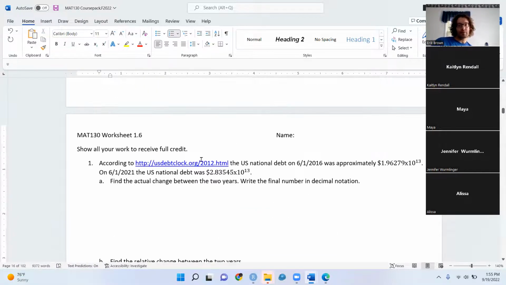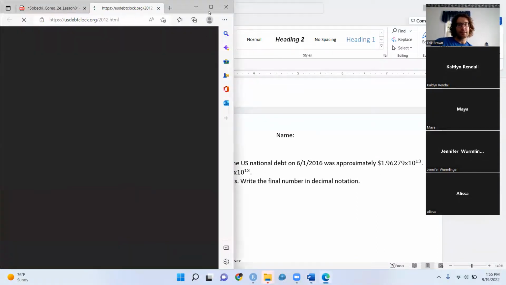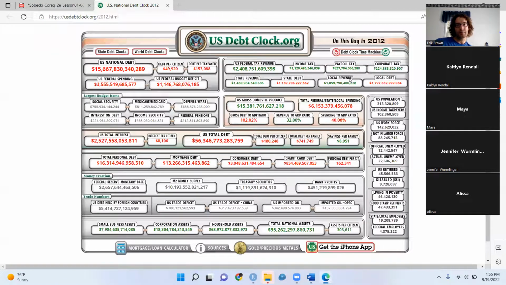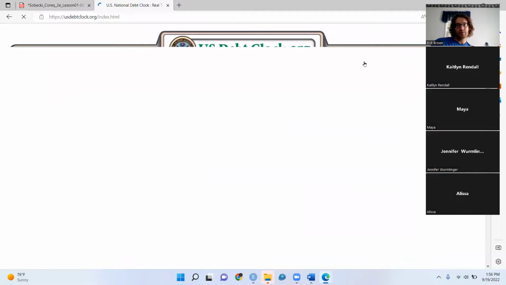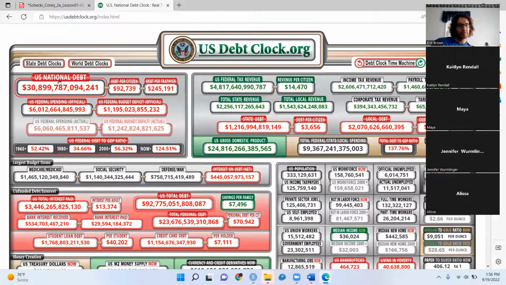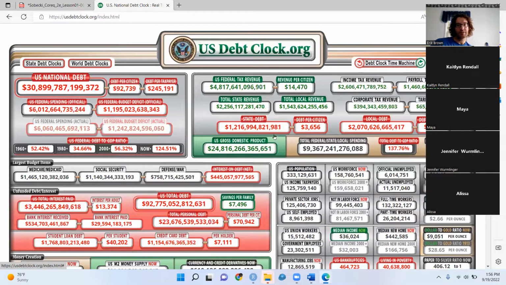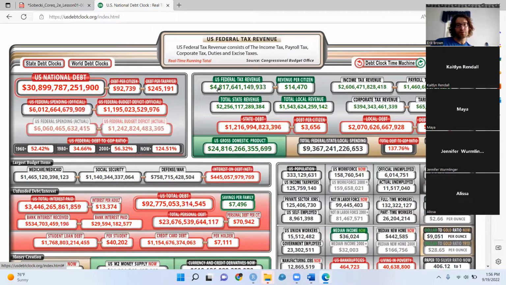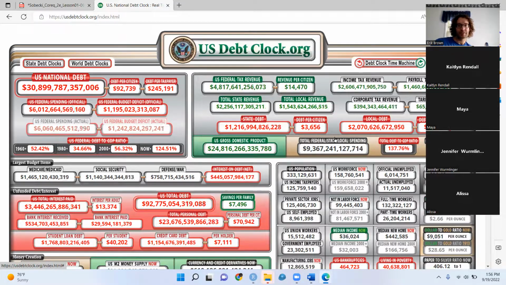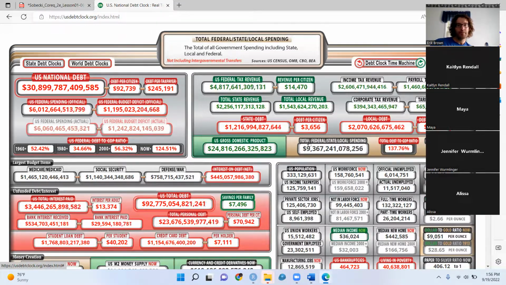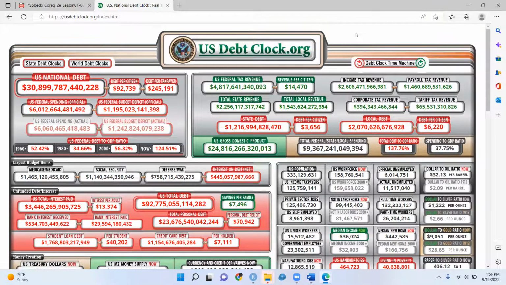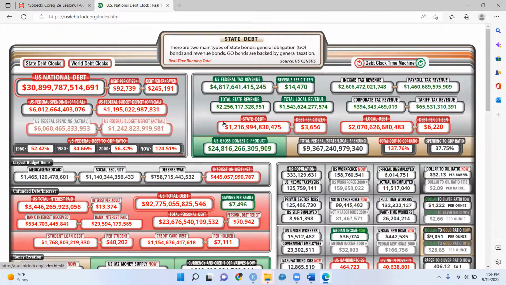So I've given you two numbers, by the way. If you want to click this link and see, this is the debt clock. If you want to see where we are now in terms of debt, we're at $30 trillion in debt and counting. And the government brings in $4 trillion a year, which is roughly 14,000 per US citizen, if we averaged it out. This can be kind of a terrifying thing to look at.